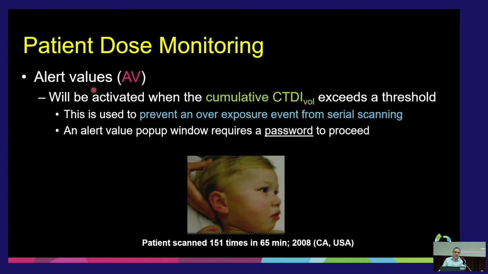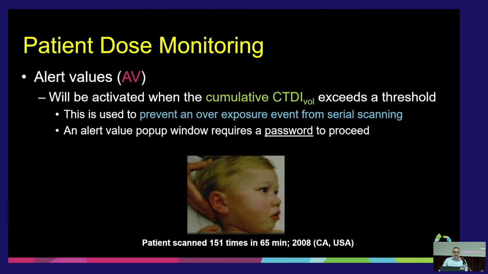And so what ended up happening is they wanted to set a second level to prevent something like this from happening. And this is where, for every scan, every time the machine turns on, it's accumulating a CTDI value. And if you scan multiple times, 10, 20, 30, up to 151 times, you're eventually going to exceed a value that you can set as a threshold. And this prevents overexposure events from serial scanning. So you can think of a perfusion study or something where your system is constantly turning on and going and going, because it's usually waiting for contrast bolus to arrive.